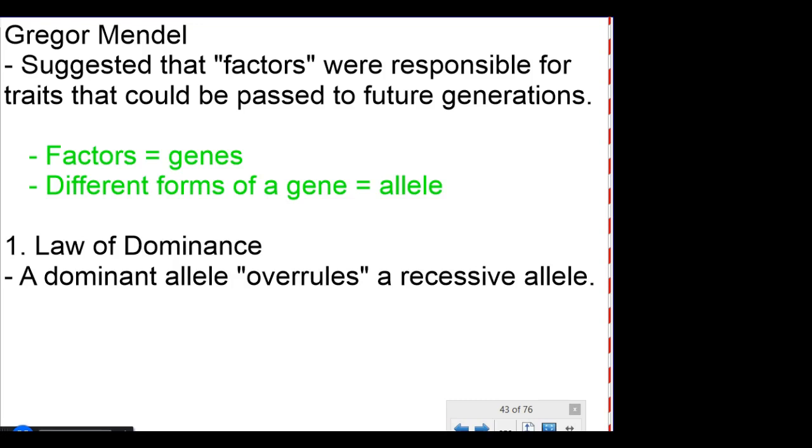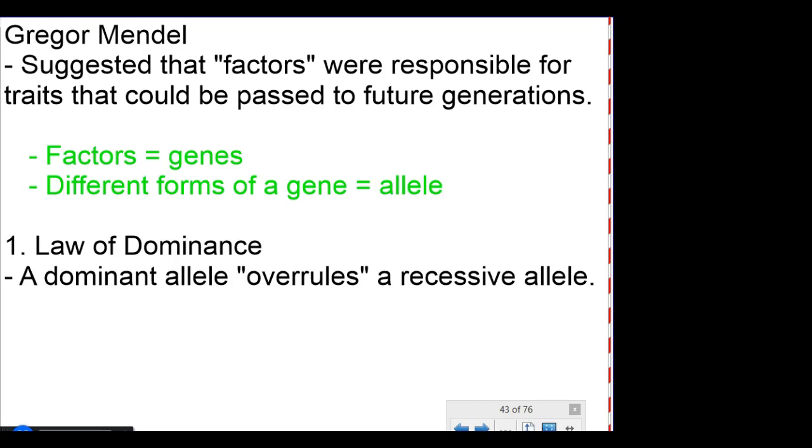We'll look at Gregor Mendel in particular. Have you heard of that name before? How do you know his name? Okay. Gregor Mendel was a monk. He lived in Austria, which is in Central Europe. He played with pea plants.